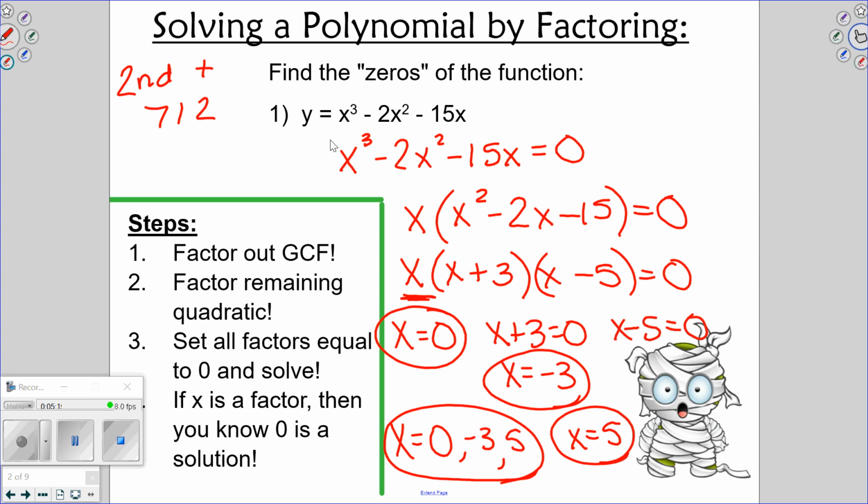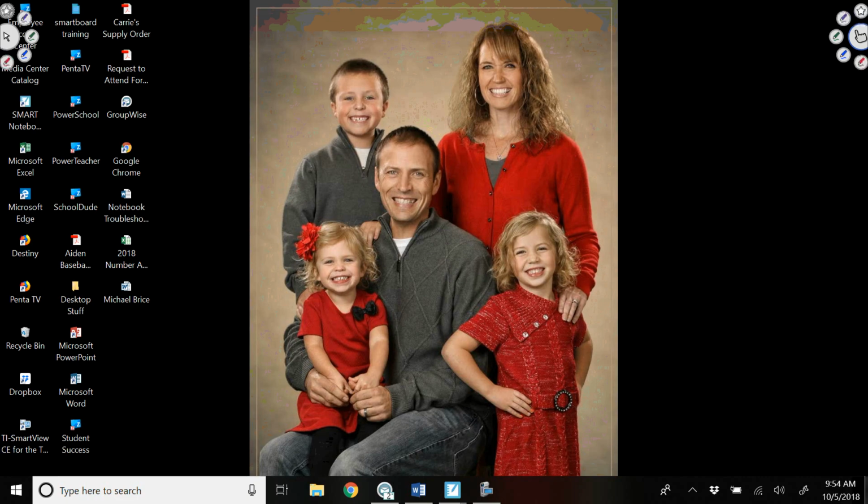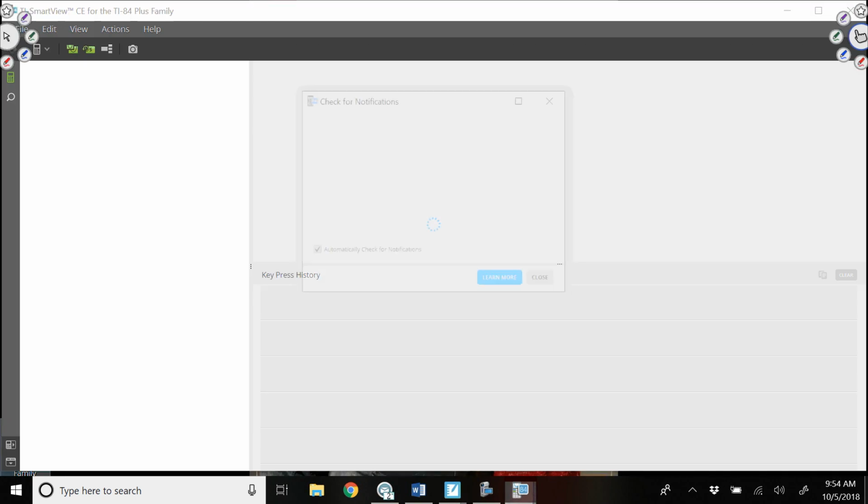Shouldn't have to move your graph. Hold on. Let me try to pull mine up. Oh, there it goes. Hold on. I'll type it in so we can all see it.